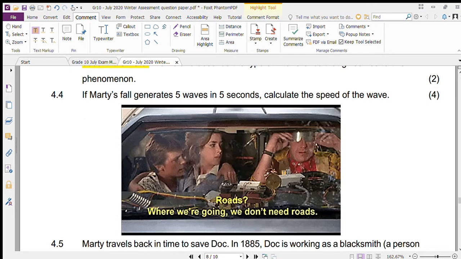Then you're going to go, speed is equal to frequency multiplied by wavelength, so it's 1 multiplied by 2, you're going to get 2 meters per second. That's what I wanted here for 4 marks.